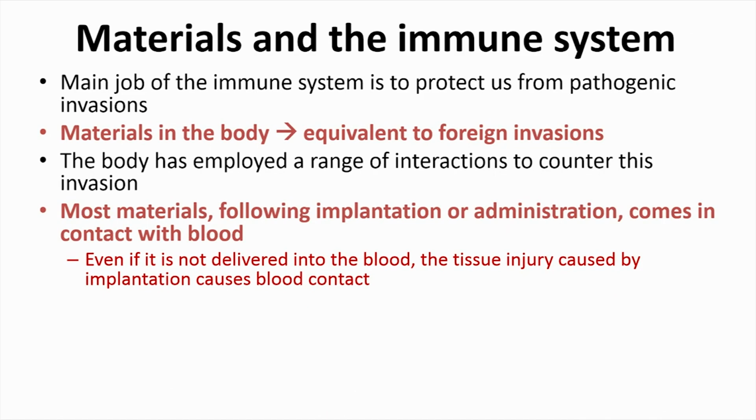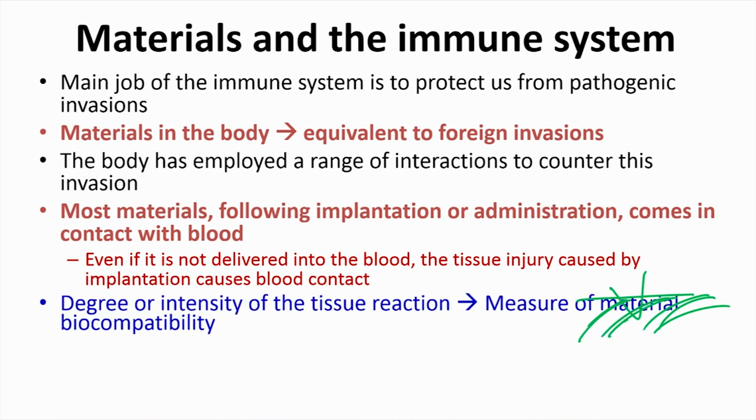So, when you implant something or when you inject something, these things come in contact with the blood, even if you are not delivering it to the blood, right. I mean, even if it is, let us say, the skin that carries a very dense network of blood vessels and you poke the skin with something, these blood vessels are getting damaged. So, they are coming in contact with the blood. Because of that the immune system is going to get activated and the degree of that activation will depend on how compatible the material is.